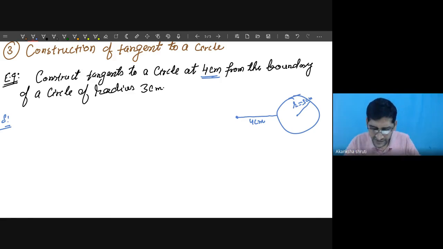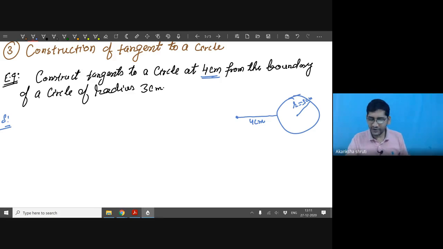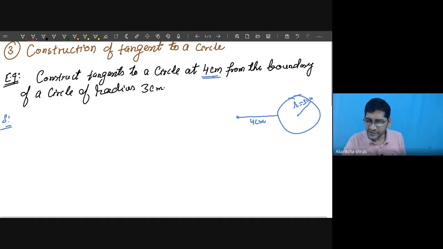Then where will it touch? By adjusting the scale, you are able to understand it is going to touch here. But where is the point where the scale should be put? That is to be determined. That is the main concept. For that, you have to understand one thing more.